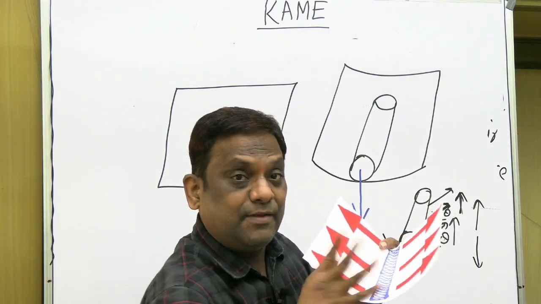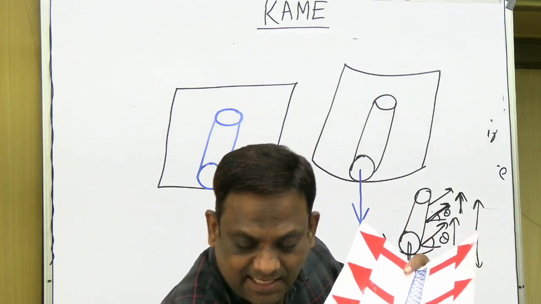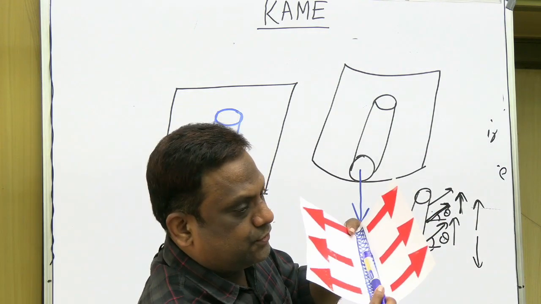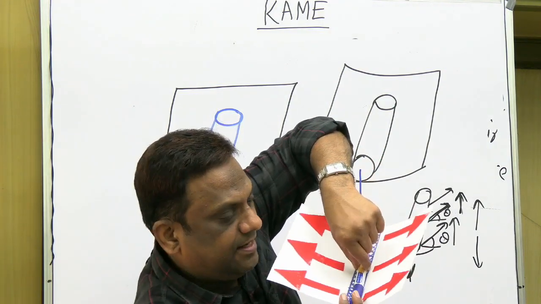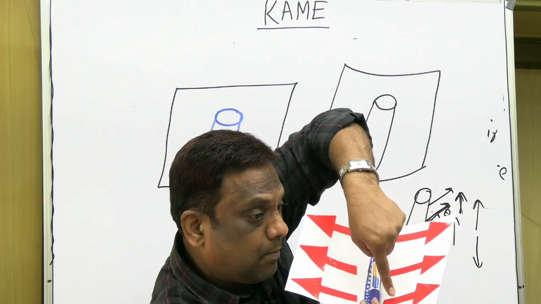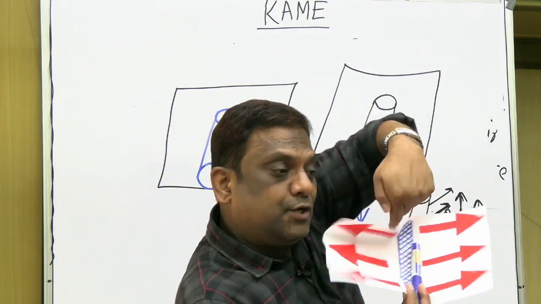They are in the surface. Please note down that if you draw a line on the surface and it is acting, and if you see, my dear students, how is this acting? It is normal to this line. Ek line draw kiye, it is normal to the line. So surface tension acts normal to the line drawn on the surface.